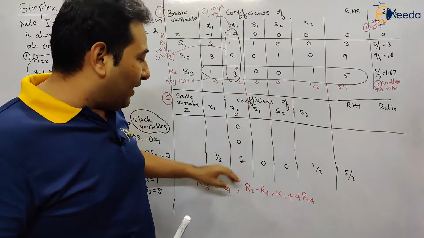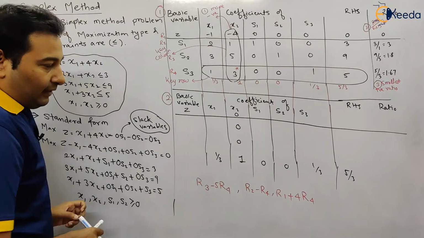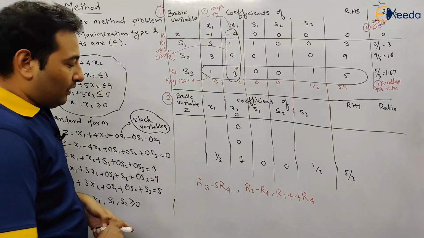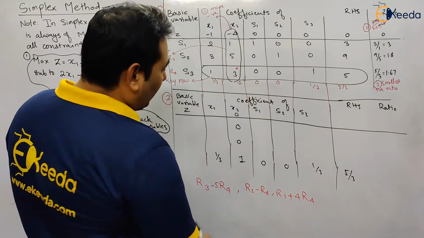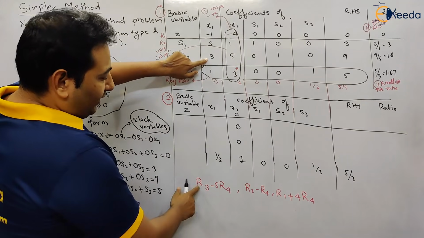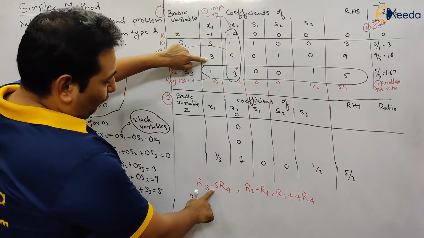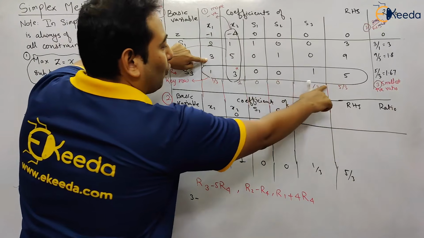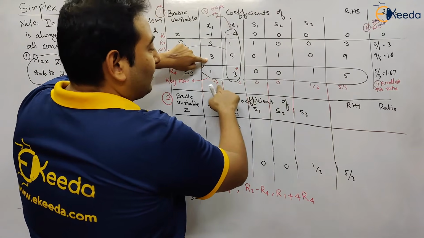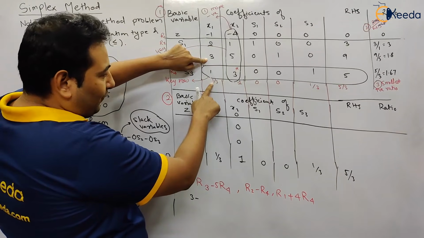I just need to apply this operation. I need to fill the table. So let us start doing it. See here, R3 minus 5 R4. So R3 here is 3 minus 5 R4. This is actually your R4 and not this. Please understand that this is your R4. R3 minus 5 R4.